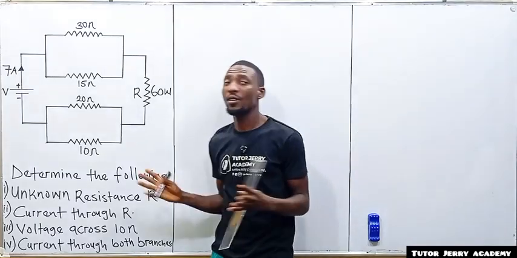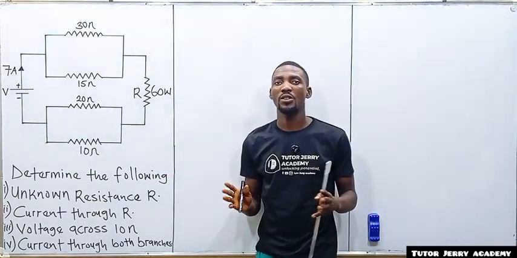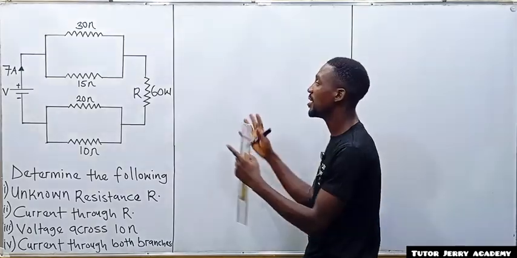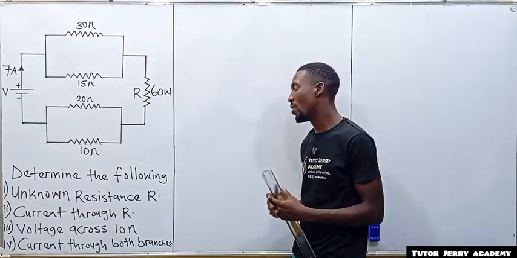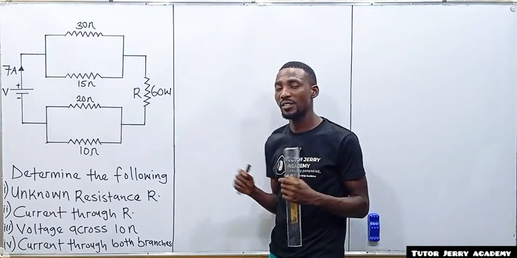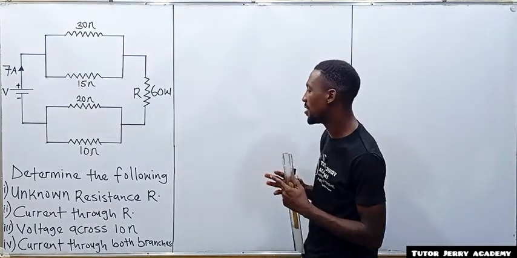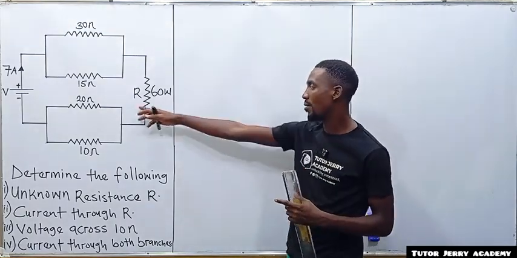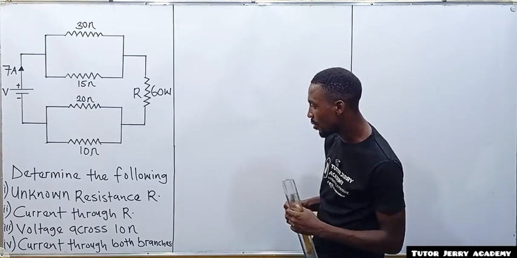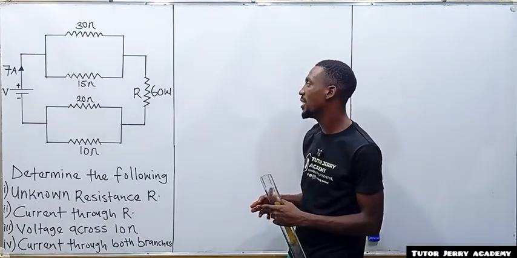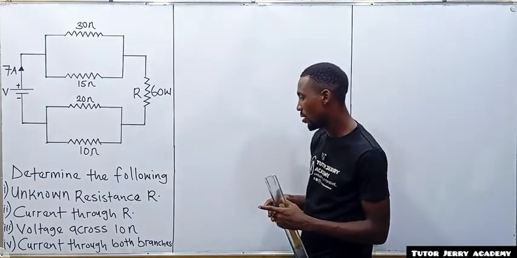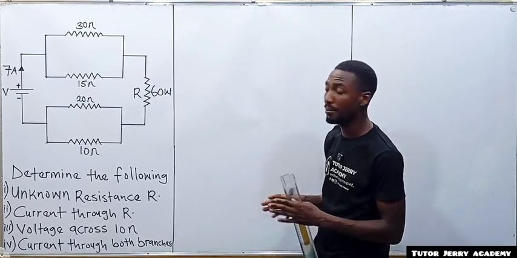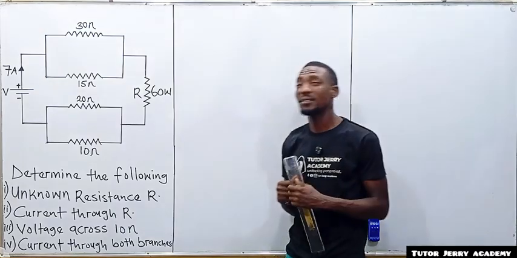All right, we are going to be solving another interesting question on the application of the current divider rule. You can see here is a circuit given to us, and we are asked to determine the following. First, the unknown resistance R. Two, the current through R. We are also asked to find the voltage across the 10 ohm resistor, and the current through both branches. All right, let's get started.